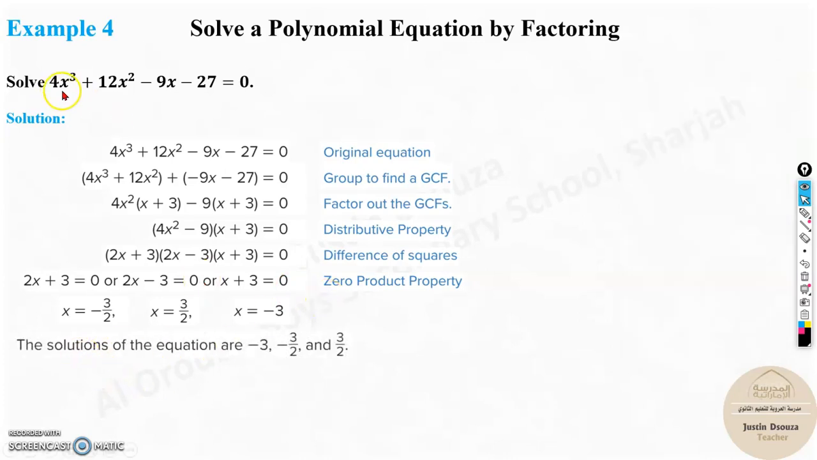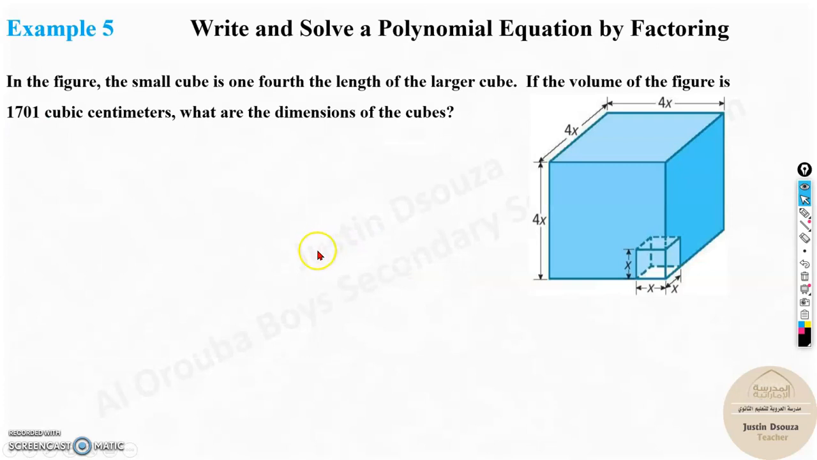So the solutions for this particular equation are negative 3 by 2, that is negative 1.5, positive 1.5, and negative 3. Now we will see a real world problem where we need to write and solve the polynomial equation by factoring. They have told in the figure, the small cube is 1/4 the length of the larger cube.